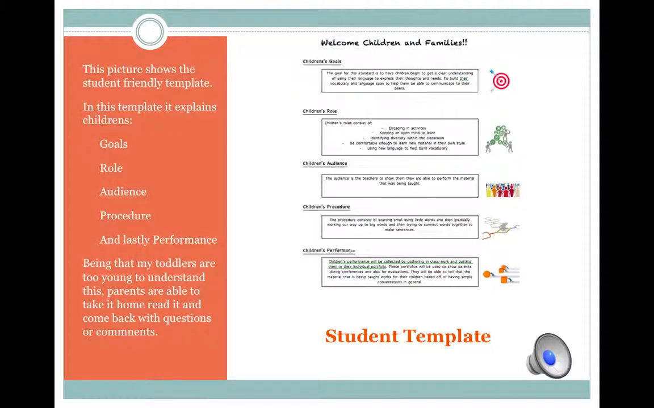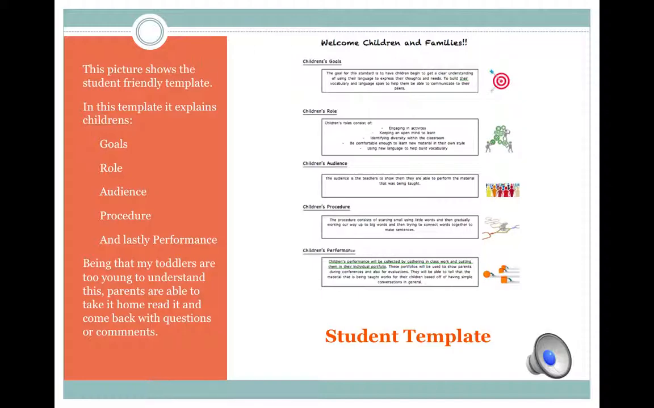This picture shows the student-friendly template. In this template, it explains children's goals, role, audience, procedure, and lastly, performance. The goal for the standard is to have children begin to get a clear understanding of using their language to express their thoughts and needs. Children's roles consist of engaging in activities, keeping an open mind to learn, identifying diversity within the classroom, and using new language to help build vocabulary.